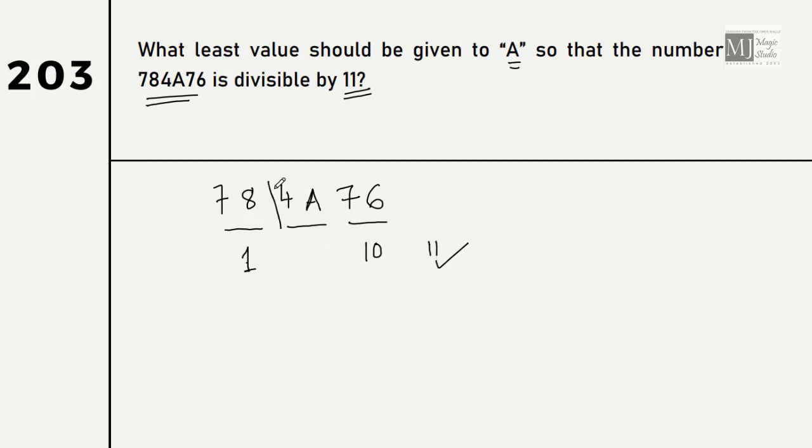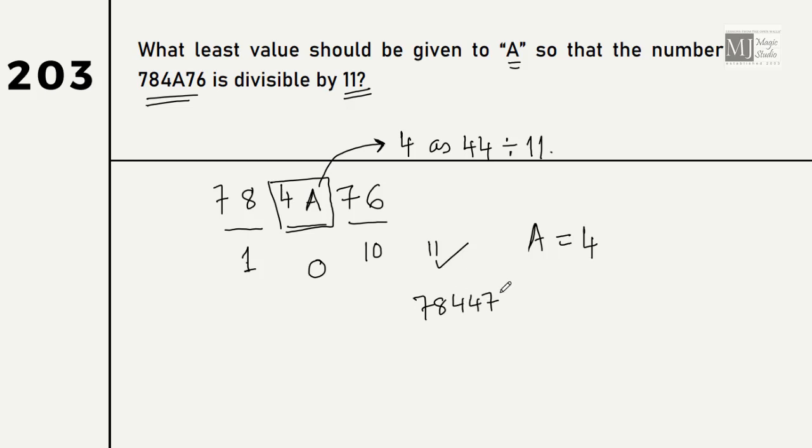That means the remainder from this second part should be 0. The remainder cannot be 11, since the total of the remainders should be divisible by 11. So the remainder from this part, 4A, should be 0. The only value available for A is 4, as 44 is divisible by 11. So the least value that A can take is 4, such that 784476 is divisible by 11.